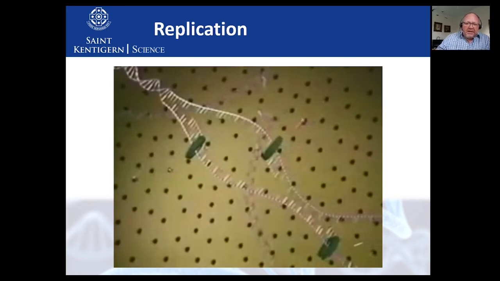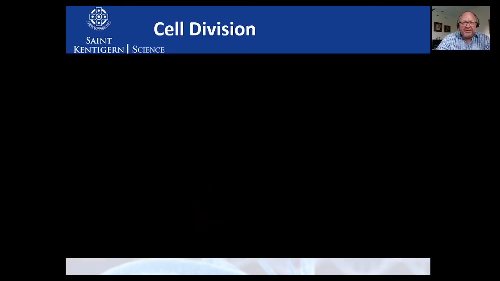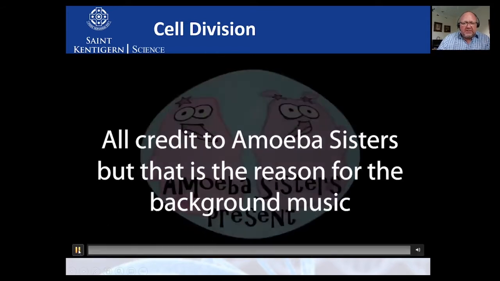Okay. But why do we replicate our DNA? It's because the cell is now going to divide. So before you can divide, you need two cells with both perfect sets of DNA. And that is why we do DNA replication. Okay, so here's another video for us.